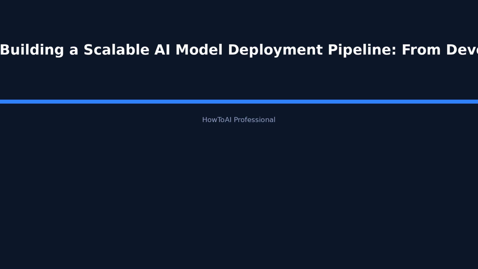A typical CI/CD pipeline for AI might consist of several stages: build, test, and deploy. The build stage includes compiling your code and any dependencies needed for your model.